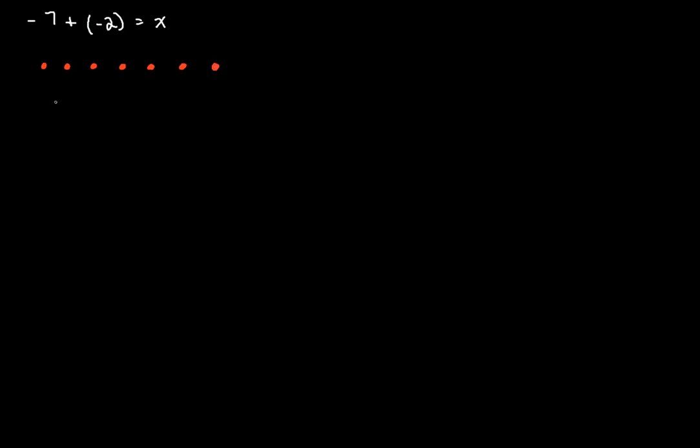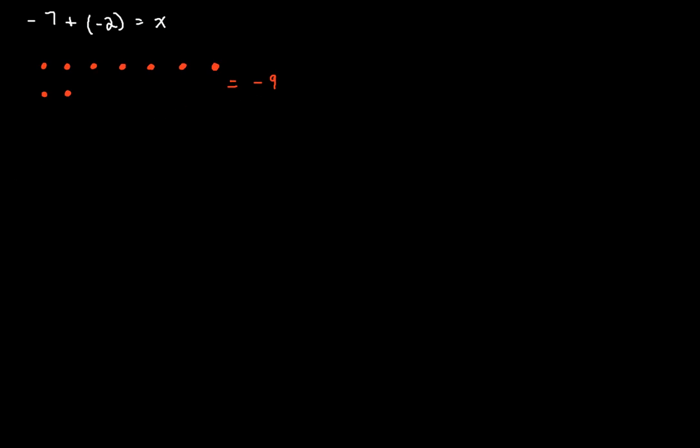And then I'm going to add to this set 2 more negative dots. And if we count those up, our set should have 1, 2, 3, 4, 5, 6, 7, 8, 9. We should have -9 as our answer because we have 9 dots, all of them negative units.